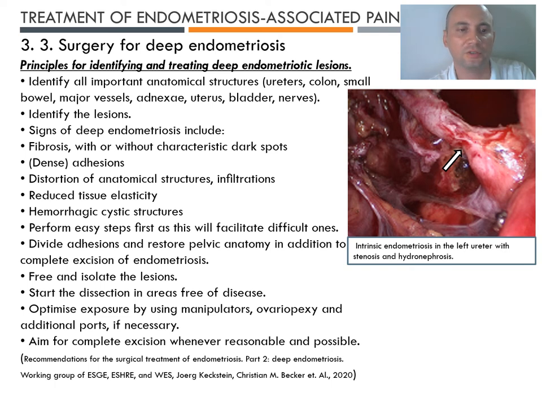Divide adhesions and restore pelvic anatomy in addition to complete excision of endometriosis. Free and isolate the lesions. Start the dissection in areas free of disease. Optimize exposure by using manipulators, ovarian fixation and additional ports if necessary. I aim to complete excision whenever reasonable and possible.